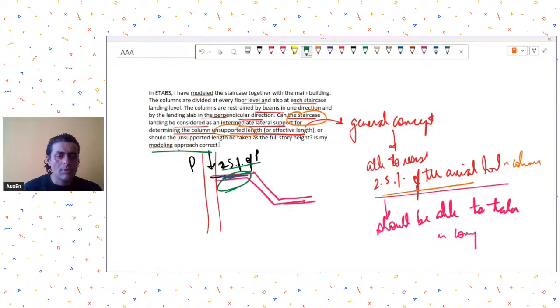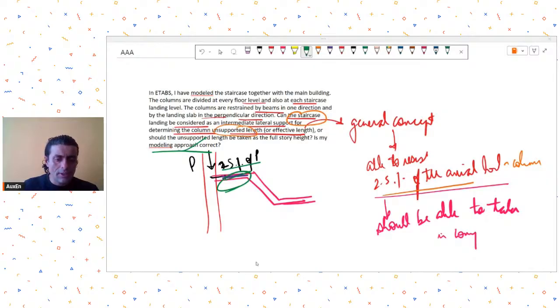Is my modeling approach correct? Yeah, if you have modeled everything together, no problem. ETABS will anyway take the effective lengths as per the connectivity. So unlike STAAD, ETABS is smart enough to take the connectivities as per the modeling that you have done. So yes, you can proceed in this manner.